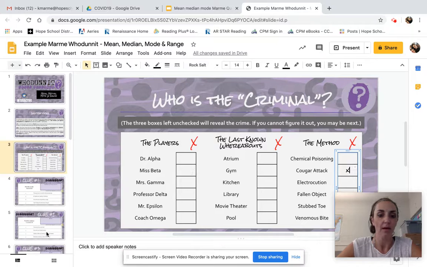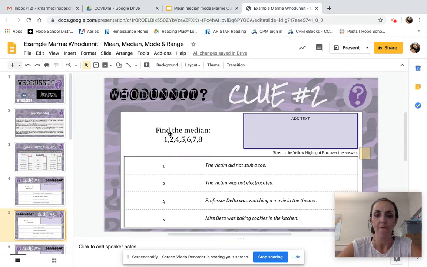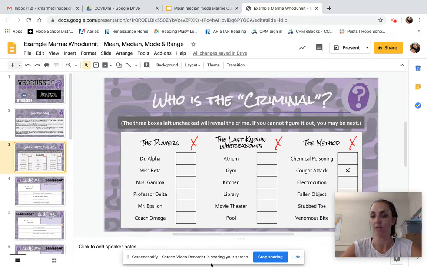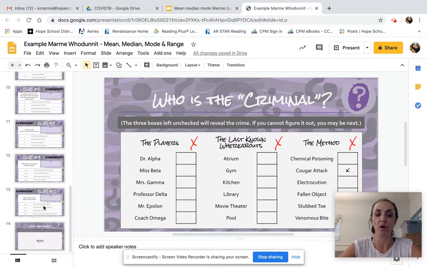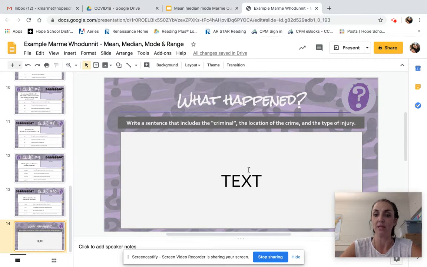Okay, number 2. Find the median. So I look through all these numbers and find the middle number. Cross off one from this side, cross off from this side, and keep going until you find the middle number. Once you find that, you read the clue, go back up, and cross that off. After going through all these clues, you will find out what happened. You need to write a few sentences to say the conclusion. So it's kind of a short one, but it's a fun reminder of mean, median, and mode, which you should have been doing last week on Khan Academy.